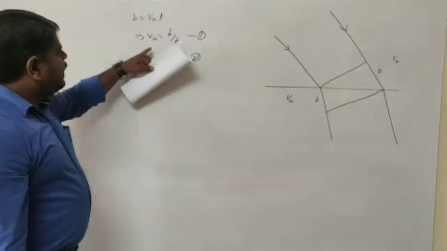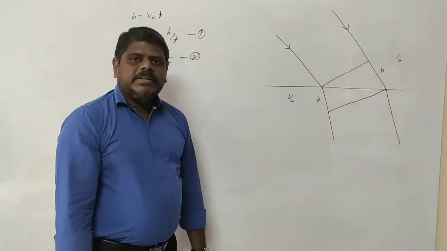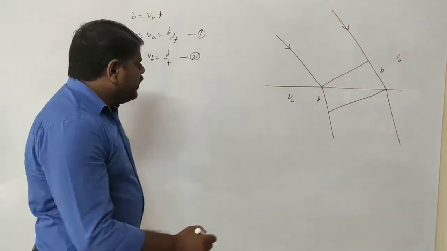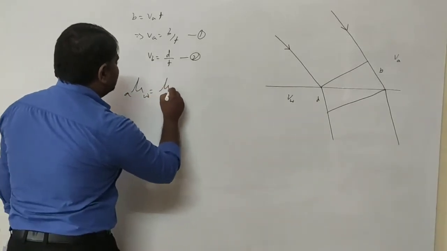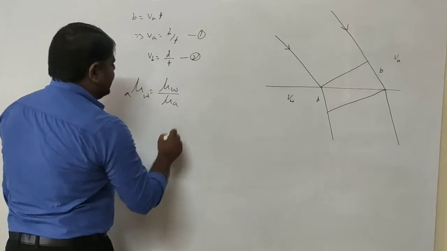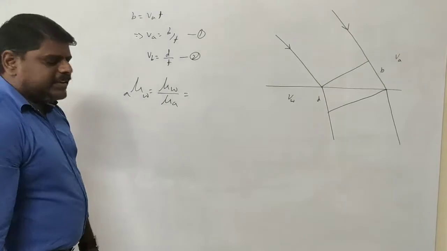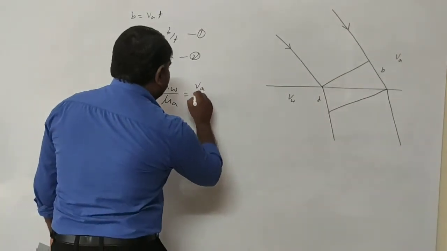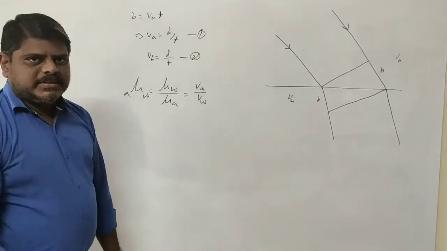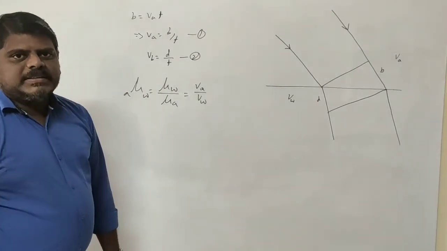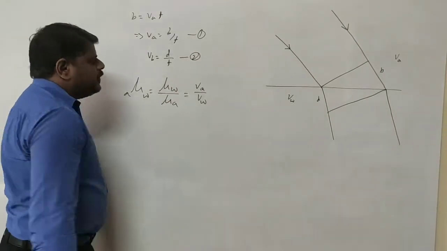Now we have the VA value and the VW value with us. What is asked in the problem? The refractive index of water with respect to air, that means mu AW. So mu AW is equal to mu W by mu A. In terms of velocities, it can be written as VA by VW, because the refractive index is inversely proportional to velocity. More refractive index, less velocity. Less refractive index, more velocity. That's why mu W by mu A is equal to VA by VW.